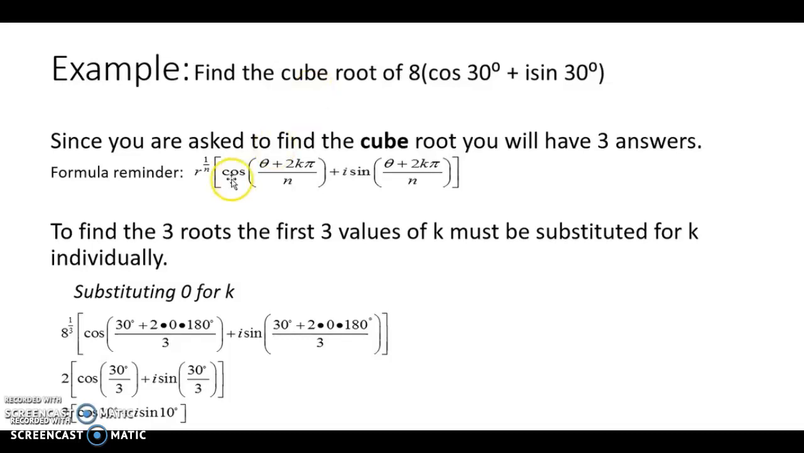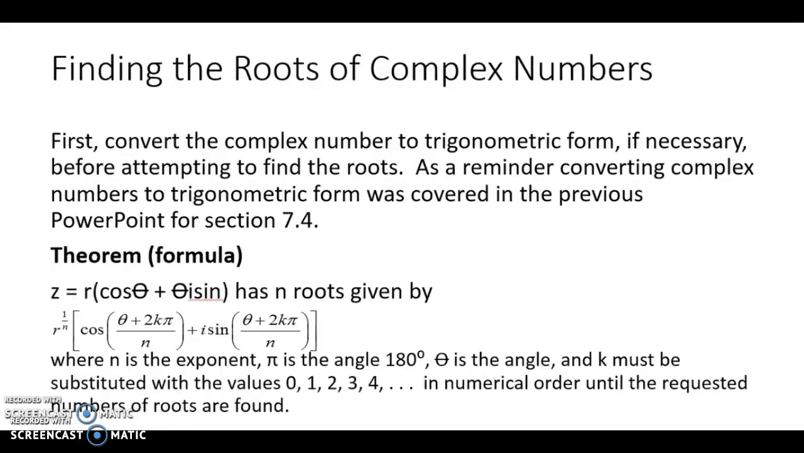That means you're going to plug into this formula 3 different times and simplify to get all 3 of your answers. Since we have to plug into it 3 times, going back to the previous slide, you can see we always start with 0. We will be plugging in 0 for K the first time, getting an answer, working the problem again, plugging in 1 for K, getting our second root, and then lastly, plugging in 2 for K and getting our third root.